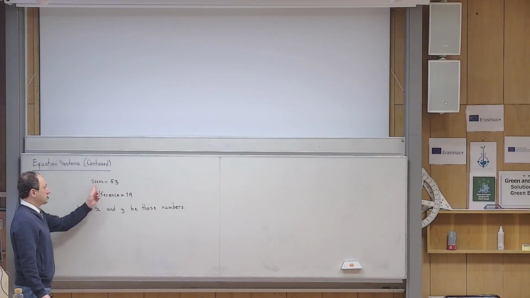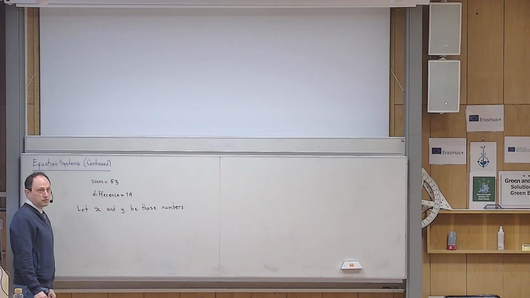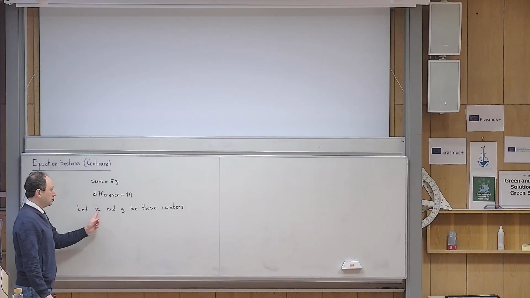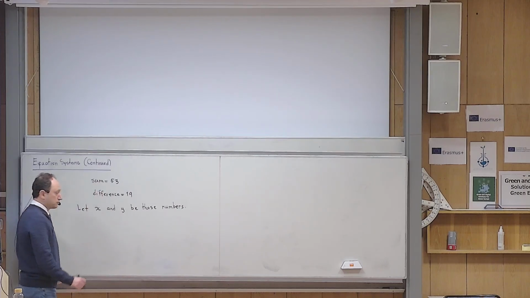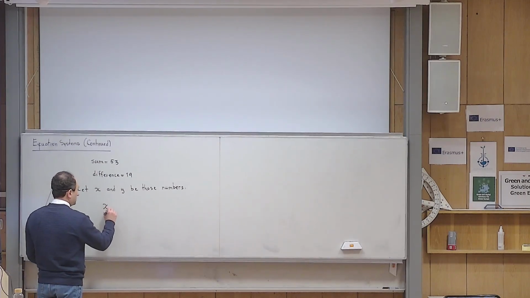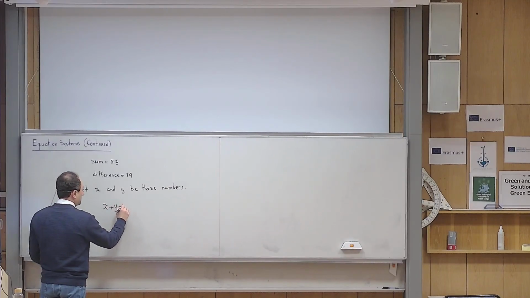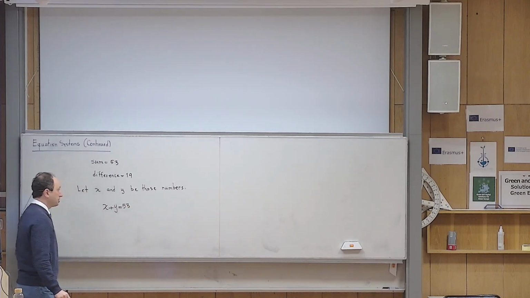You see that the sum is supposed to be 53. So what does it mean? The numbers that I am looking for, one of them I called x, the other one I called y, and the problem is telling me that the sum is 53. So what should I understand? I understand that if I add these two numbers, it is supposed to be 53, and the difference is 19.